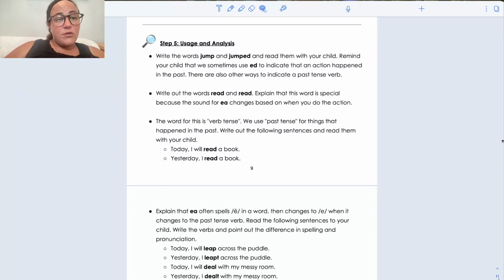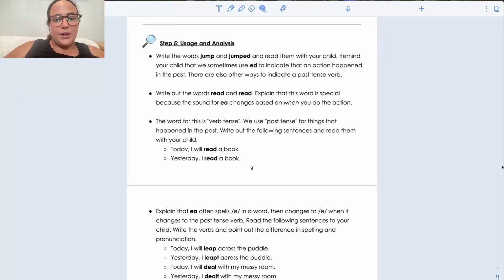Your child might also notice that they both have a T at the end instead of an ED. You don't have to tell them that, but if they notice, you can agree, yes. And that's also why, in case you were curious, read and read have that sound because they are completing that same pattern.